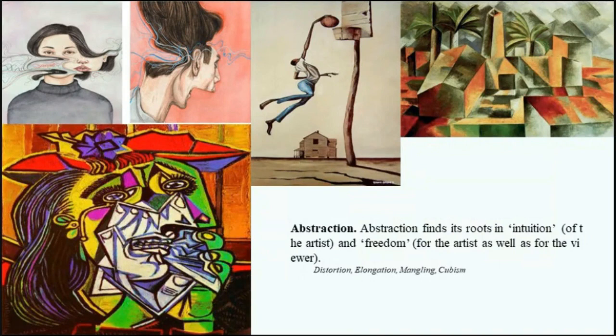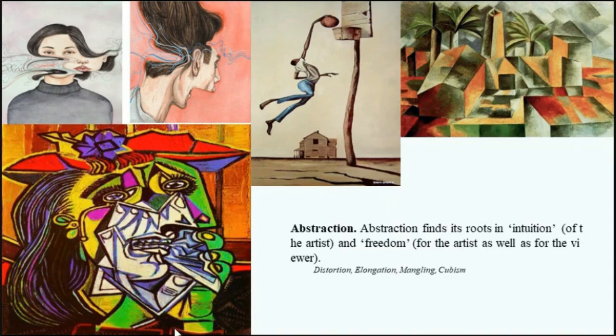Itong unang pictures natin, ang tinatawag natin na distortion, kung saan whole image siya pero merong particular part ang dinistort. Halimbawa, yung paggawa ninyo ng swirls sa isang image ay called distortion. Next ay elongation. Sa elongation naman ay ini-expand, ini-elongate ang parts or yung buong painting or image to create the lengthy perspective. Next ay mangling.